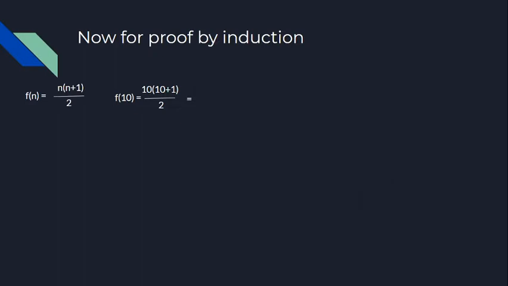Now, I'm going to do it for 10, as an extra step to see if it works. So f of 10: wherever I see n, I'm substituting 10. That's 10 times 10 plus 1, divided by 2. 10 by 11 is 110, divided by 2, that's equal to 55. If I add all the numbers from 0 to 10, I should get 55. So I got 0, 1, 3, 6, 10, 15, then 21, 28, 36, 45, and 10 more, 55.